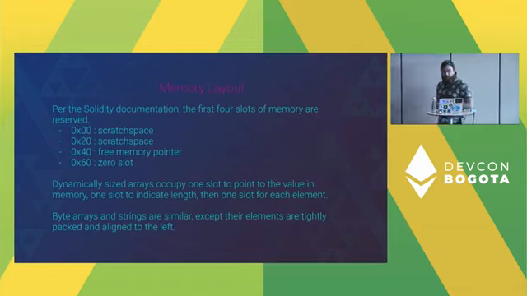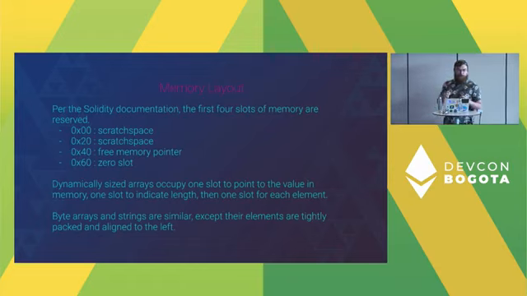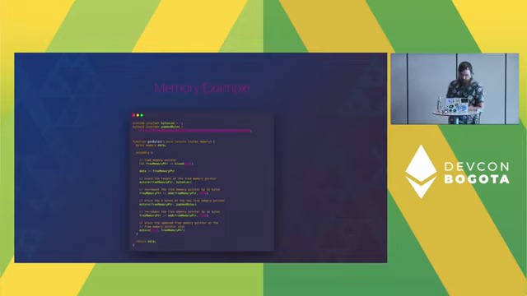Now, dynamically sized arrays will occupy 1 slot, which holds that pointer to where the actual value is in memory. There's another slot that indicates the length, and then every slot after that is reserved for a single element. So if you have 5 elements, even if they're small values, they're going to occupy 5 full slots. Byte arrays and strings are similar, with the exception that their elements are tightly packed and aligned to the left. For strings, you're basically using a single byte value to represent a character, so on the byte level, it is equivalent to byte arrays. We're going to pack those as tightly as possible.